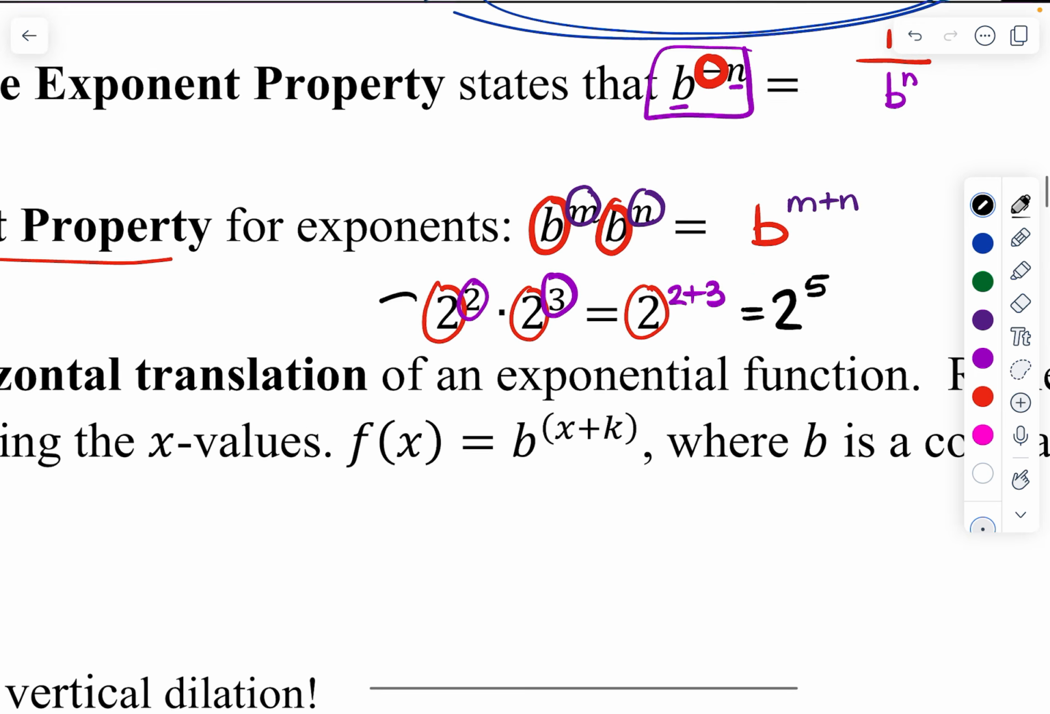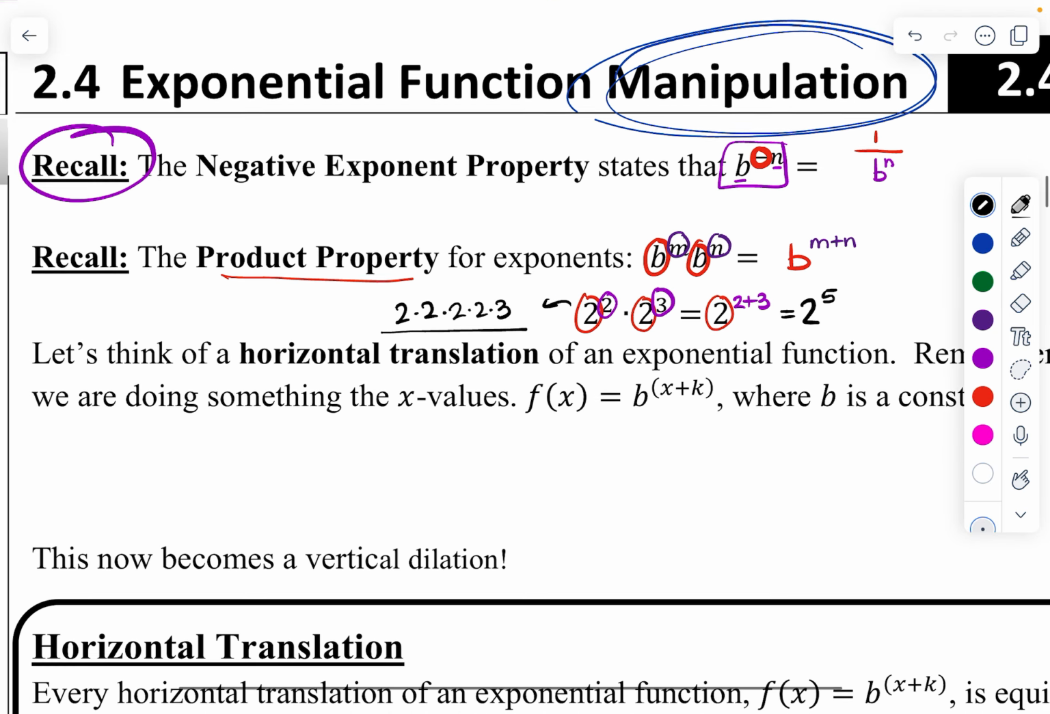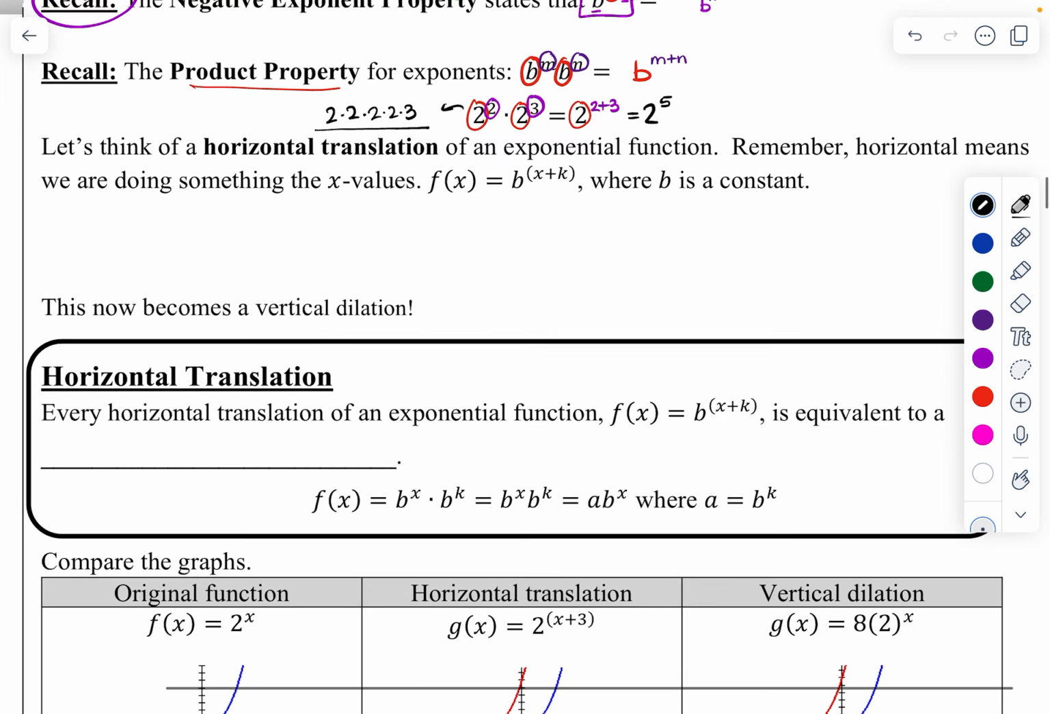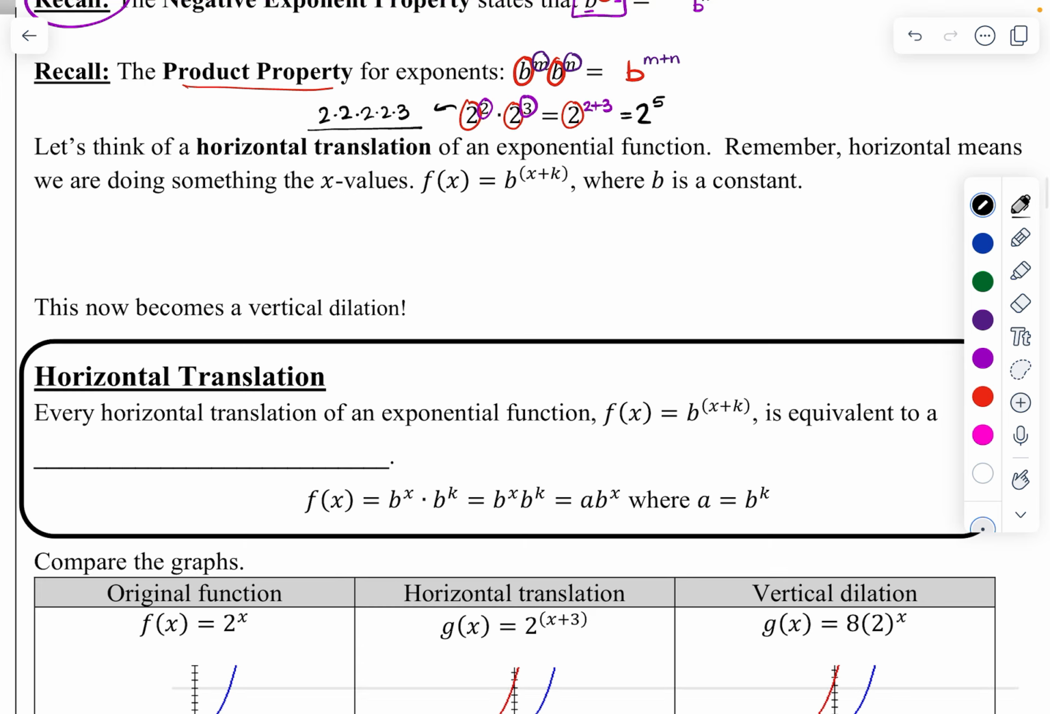Okay, if you want to see this, we know 2 squared times 2 to the third happens 5 times. So we know it's 2 to the fifth, not 2 to the sixth. That's a really common, simple mistake that people make. Let's make sure that you're not one of them.